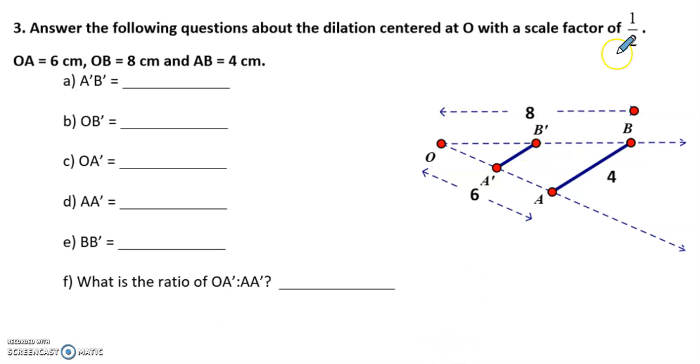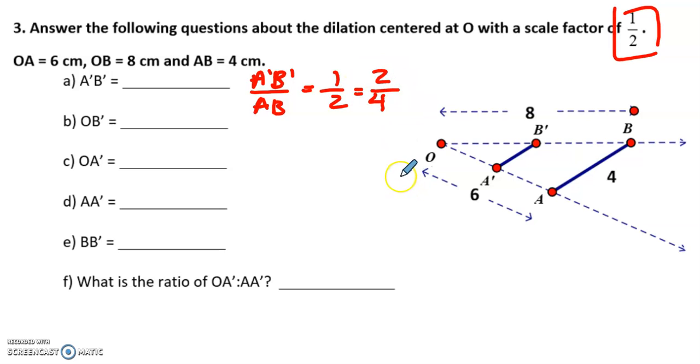All right, so we see here we're working with a scale factor of 1/2. So it is a reduction. Just for A prime B prime, I want to go back from AB then. Oh, I see my length of AB is 4. So I know here for my calculations that A prime B prime over AB should equal 1/2. Okay, so if on the bottom I have 4, what has to be on top to make it 1/2? That has to be 2. So A prime B prime here is going to be equal to 2.